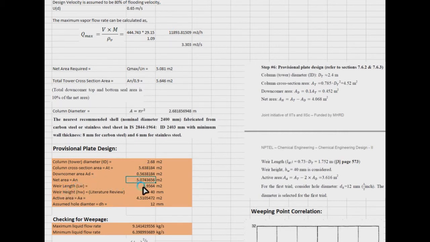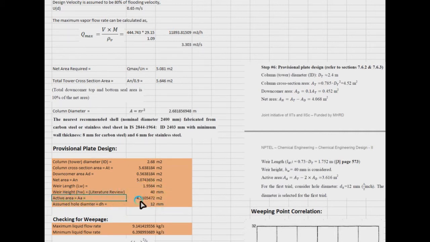The weir length should be assumed, or it has to be assumed from the literature. Like here it is 1.9564 meters square, and it is taken to be 0.73, 0.75, sometimes 80% of your weir height. Like here 40 millimeter, the 0.73 you can estimate it to be 73% of the weir height.